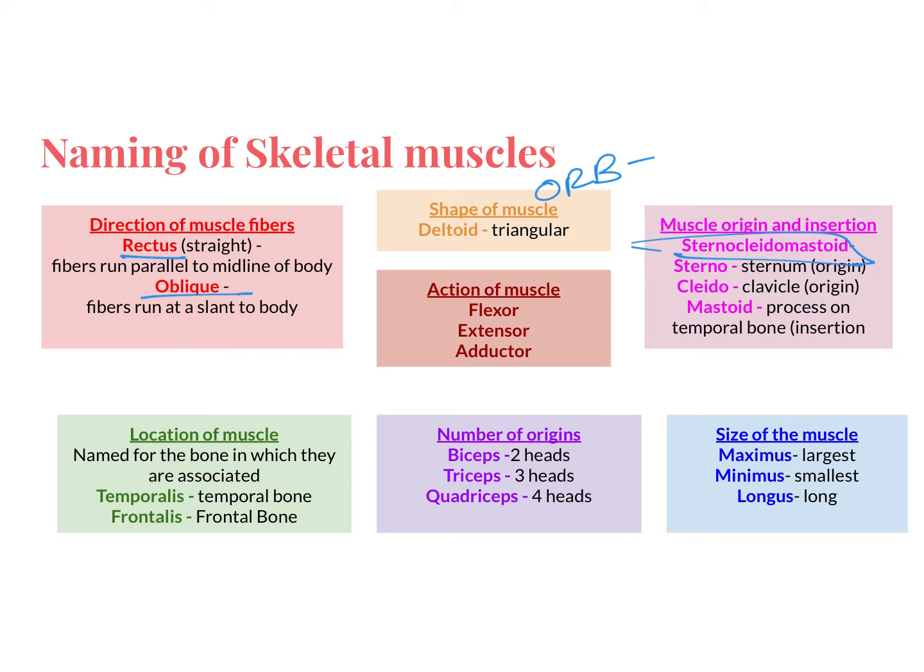All right, some muscles are named after the bone they are associated with. So the temporalis muscle is on the temporal bone. The frontalis muscle is on the frontal bone. Some muscles are named after the number of origins they have, like biceps means 2, triceps 3, quadriceps has 4 heads. And then lastly, some muscles are named after their size. So maximus means large, minimus means small, and longus means long.